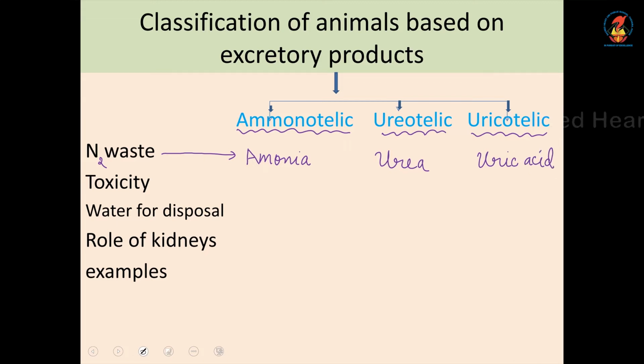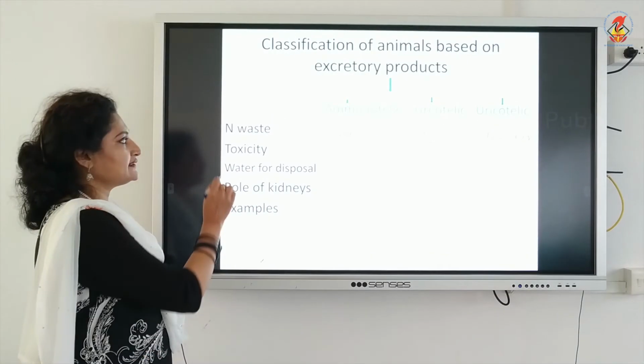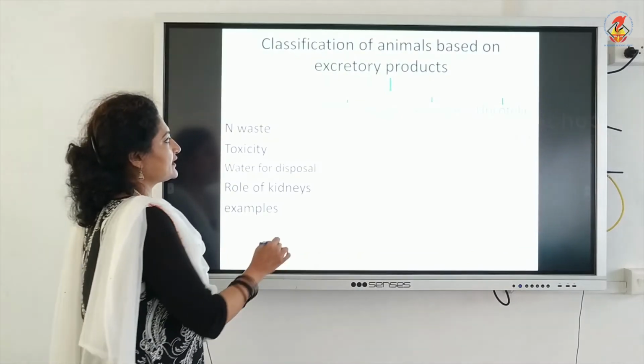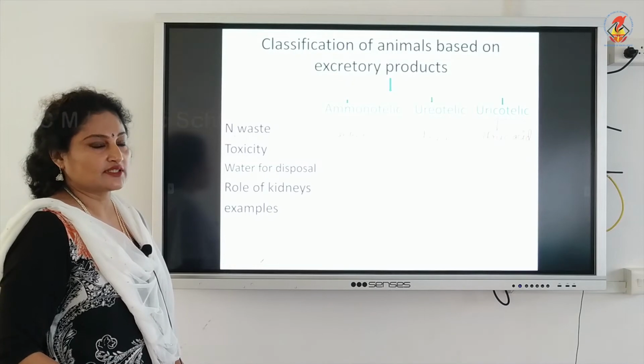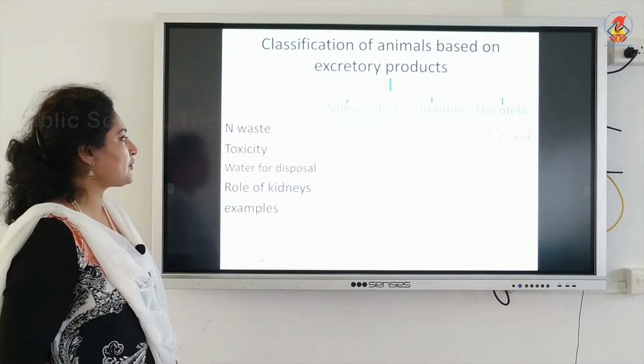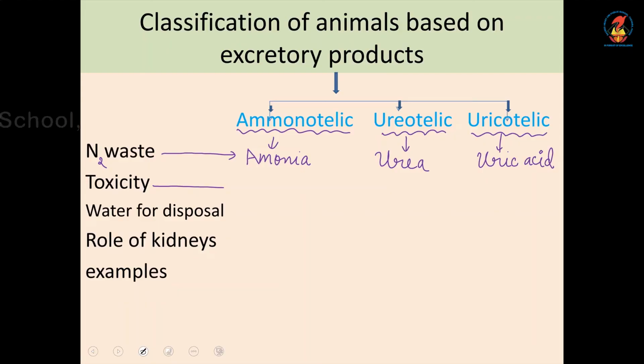So the first difference we get is with respect to the major nitrogenous waste excreted by these three categories of animals. In ammonotelic it is ammonia, in ureotelic it is urea, and in uricotelic the major nitrogenous waste is uric acid. Of course, salt and water are also other constituents of the excretory products. Now talking about the toxicity of these major nitrogenous wastes, ammonia is very toxic. Urea is less toxic, whereas uric acid is the least toxic.